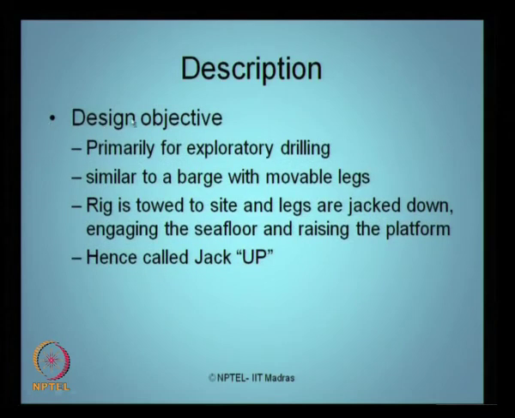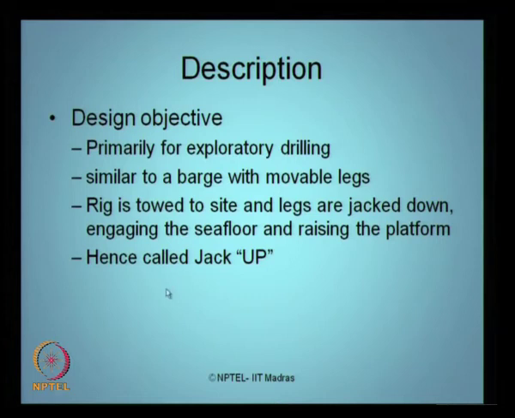The primary design objective of a jack-up rig is for exploratory drilling. Ladies and gentlemen, please catch this word. The jack-up rigs are not used for production drilling, they are used only for exploratory drilling. For example, you are yet to identify a reservoir which has a good yield, you are trying exploratory drilling. Instead of going for a permanent installation like a gravity based platform, people generally go for a semi permanent type, what we call jack-up rigs.